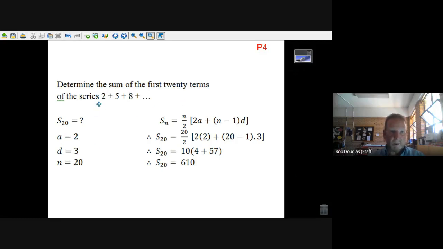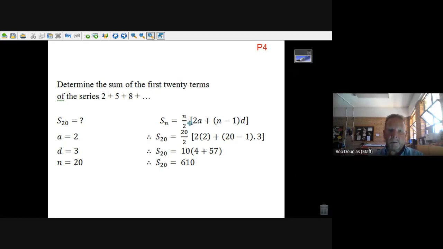Well, A is 2, because that's the first term. 5 minus 2 is 3. The common difference is 3, and there's 20 terms. This is one formula you can use: N over 2 times 2A plus N minus 1 times D. There's another one where you go the first term plus the last term. That's what this contains right here, really.